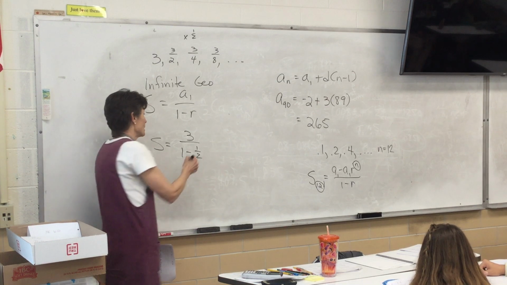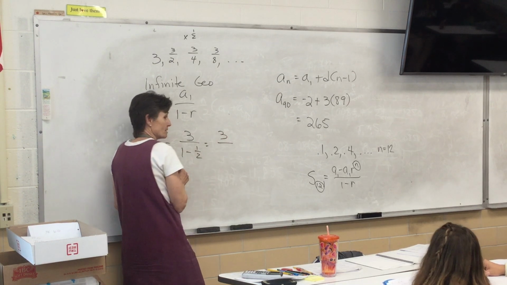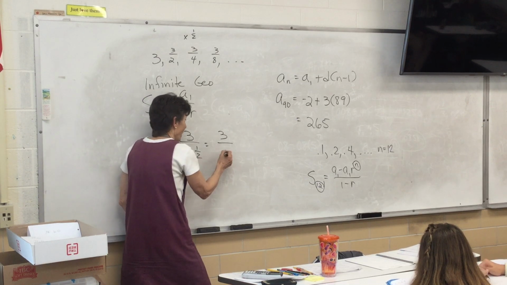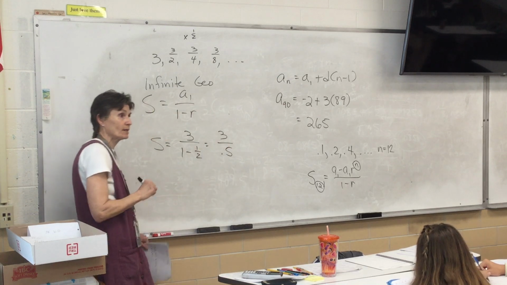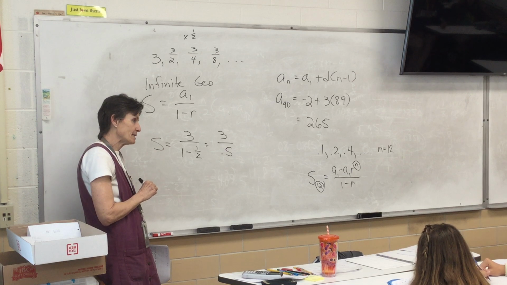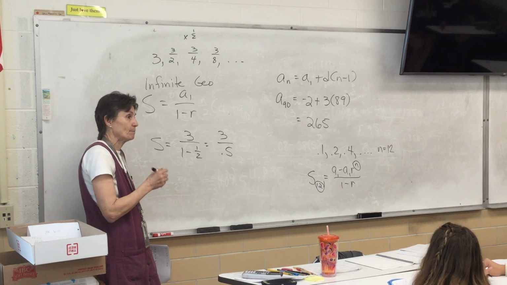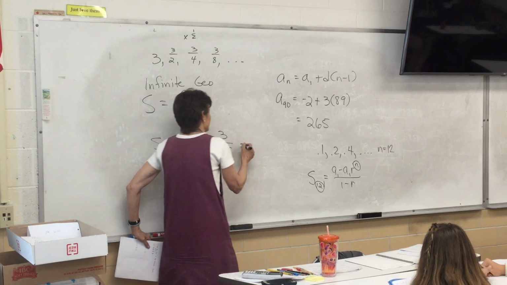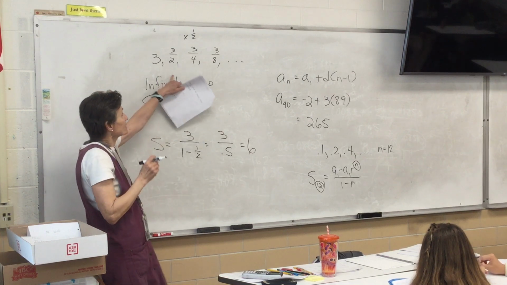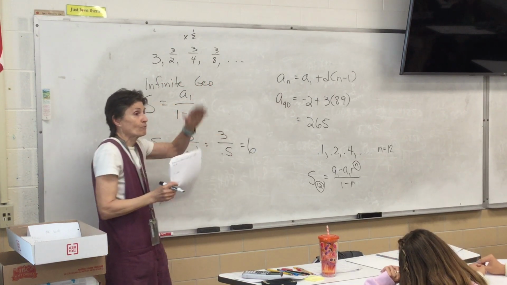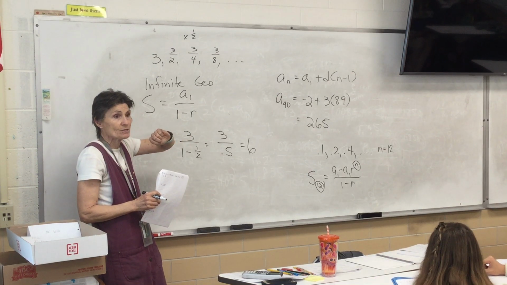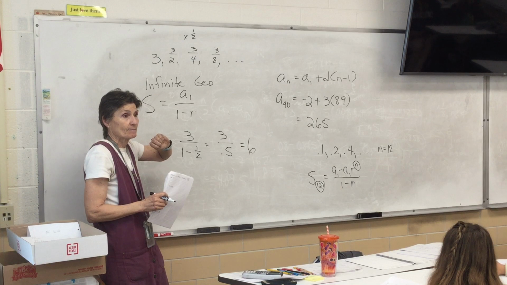So what is 1 minus 1/2? 1/2, 0.5. I might use 0.5 actually, it'll be easier to type in on my calculator. What is 3 divided by 1/2, or 3 divided by 0.5? 6. That's it. So the sum of these numbers, if you could keep adding forever and ever and ever, is 6.